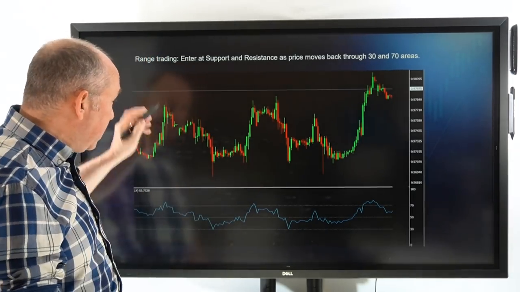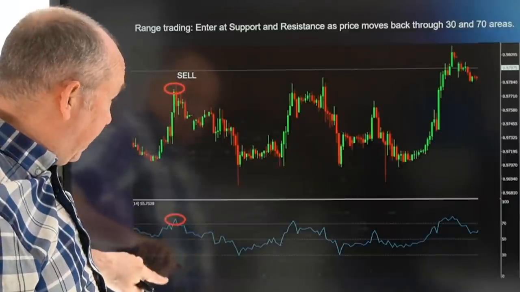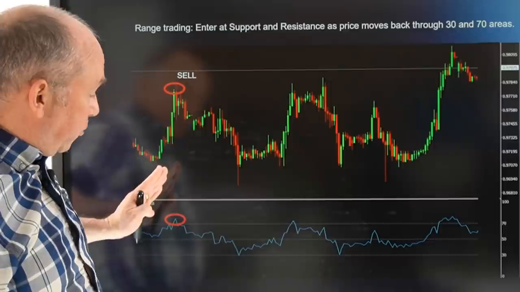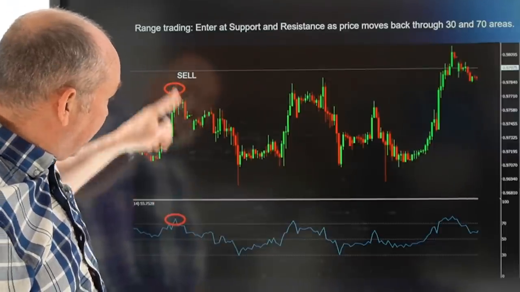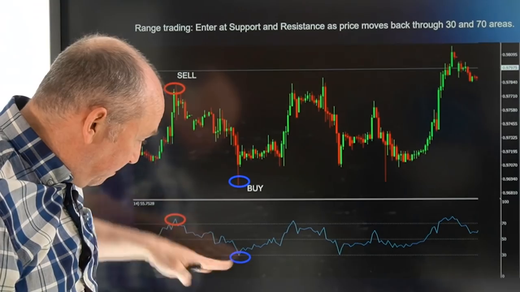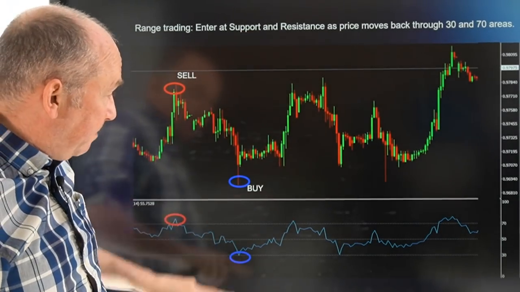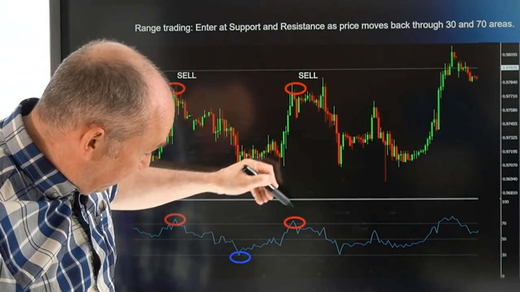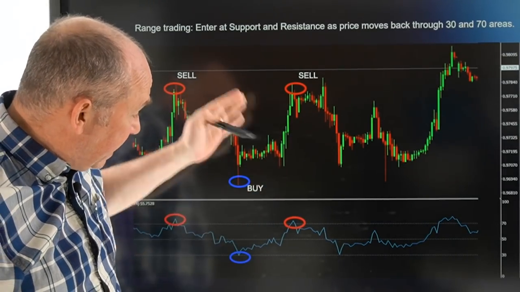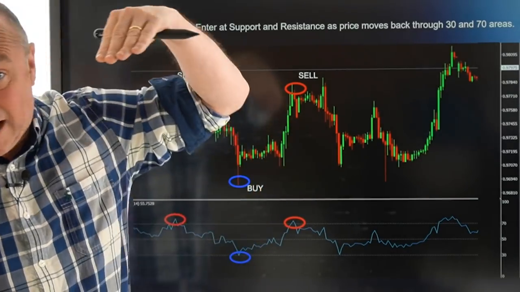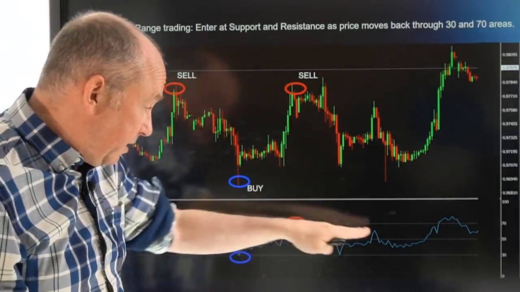But you can see here the market is ranging. And you see here we had a sell at the top, where we had the move out through the 70 and then back through again. Indeed, that one would have worked. Then we moved back down through the 30 and then back up into the main body. That would have been a buy. We've got another sell here, back up through the 70 and then comes back into the main body.